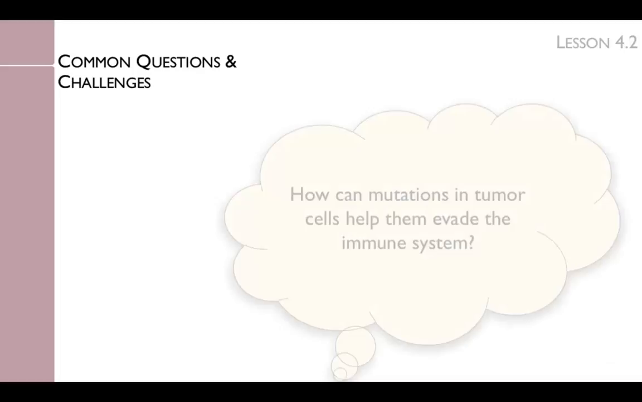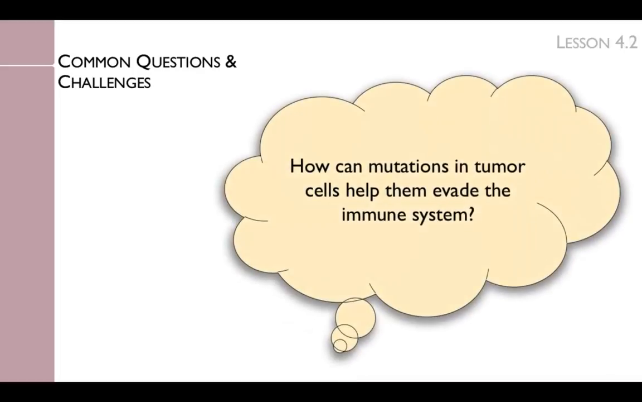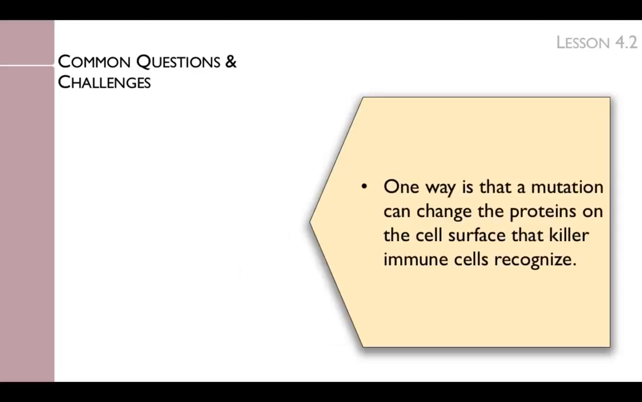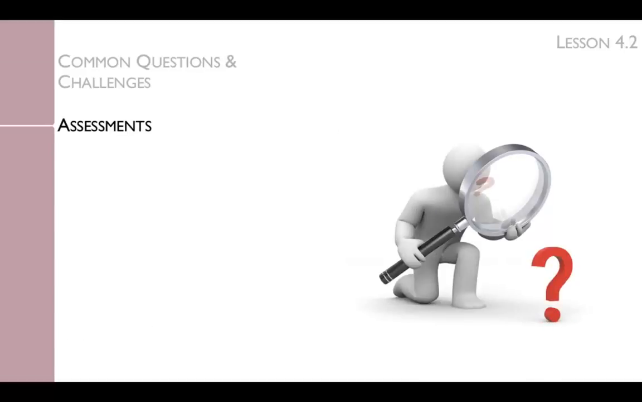Another question students ask is, how can mutations in tumor cells help them evade the immune system? One way is that a mutation can change the proteins on the cell surface that killer immune cells recognize. We'll learn more about this in Lesson 4.4. At the end of the lesson, collect the lesson worksheets to assess students' ability to explain how malignant tumor cells can become metastatic.